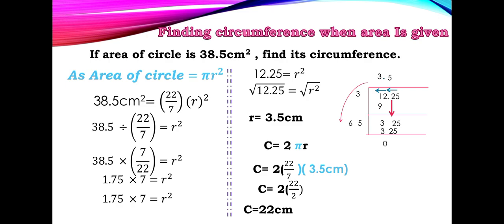So using the KCF method, after simplification 1.75 into 7 is equal to r square. So 12.25 is equal to r square, and then we take the square root, so r is equal to 3.5 centimeter. Circumference is equal to 2 pi r, so 2 multiplied by 22 over 7 multiplied by 3.5, and the 22 centimeters is the answer.